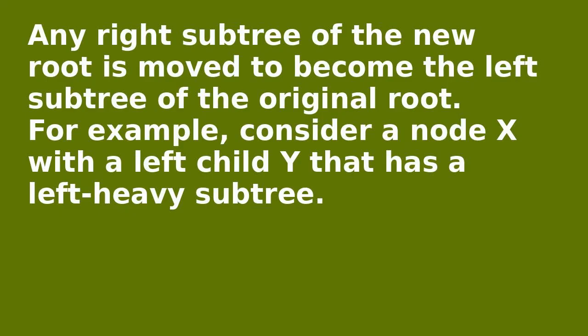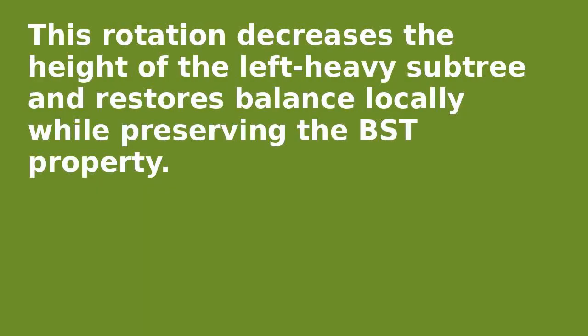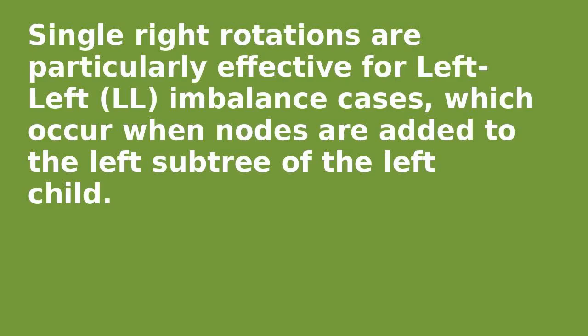For example, consider a node X with a left child Y that has a left-heavy subtree. A right rotation around X makes Y the new root of the subtree, with X becoming Y's right child. This rotation decreases the height of the left-heavy subtree and restores balance locally while preserving the BST property. Single right rotations are particularly effective for left-left (LL) imbalance cases, which occur when nodes are added to the left subtree of the left child.